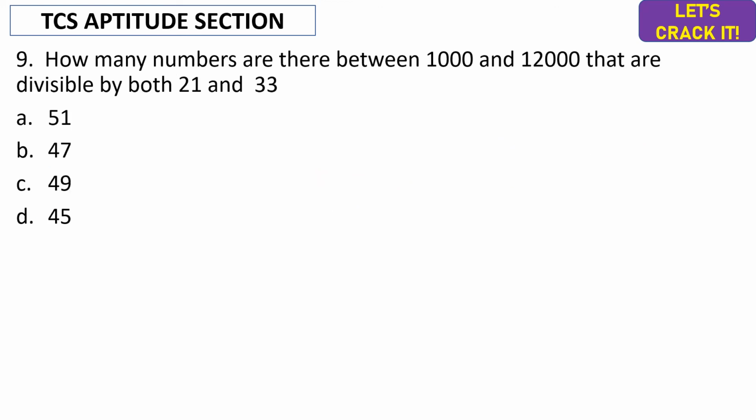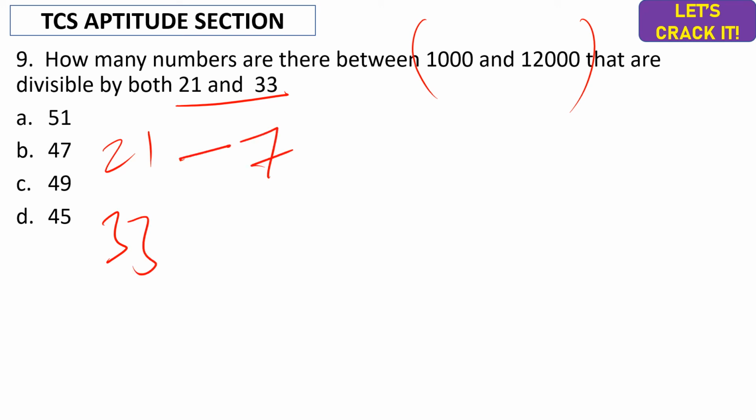And then here comes the ninth question. How many numbers are there in between 1000 and 12,000 that are divisible by both 21 and 33? So this is an easy question, but it includes a little logic, right? The number should be divisible by both 21 and 33. For this, I need to find the LCM first of all.